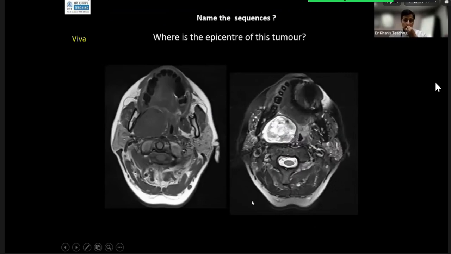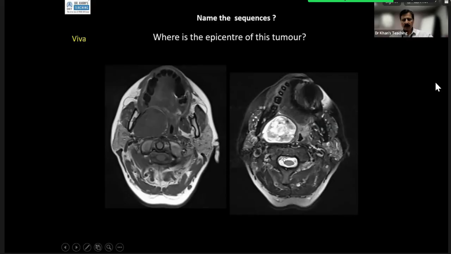So, candidate 1, are you with me? Yes, Dr. Khan. Okay. Can you tell me what sequence is this? This is axial T1 and T2. I think the T2 is fat-saturated. Yeah, right. So in head and neck, we do STIRs actually.